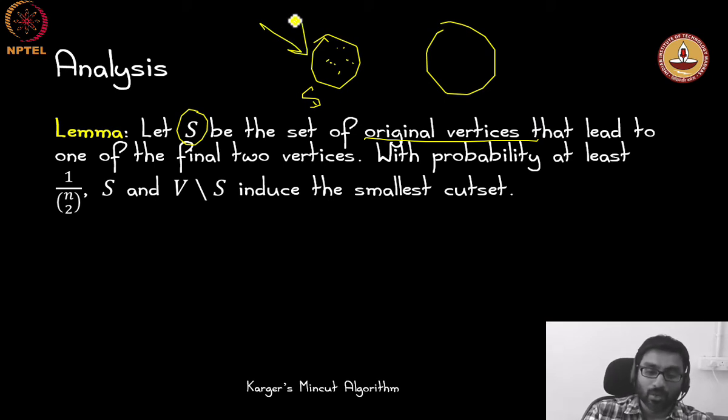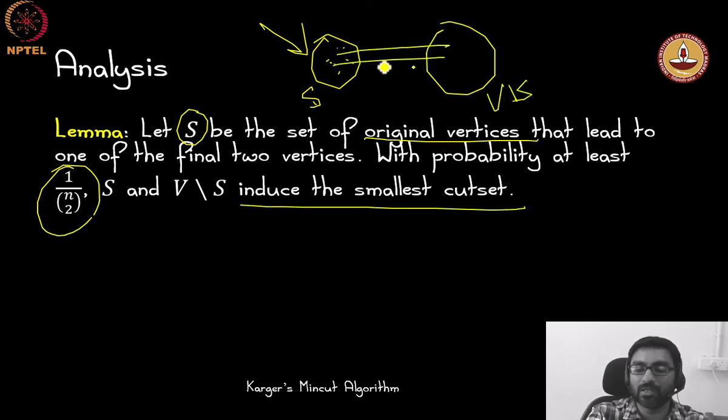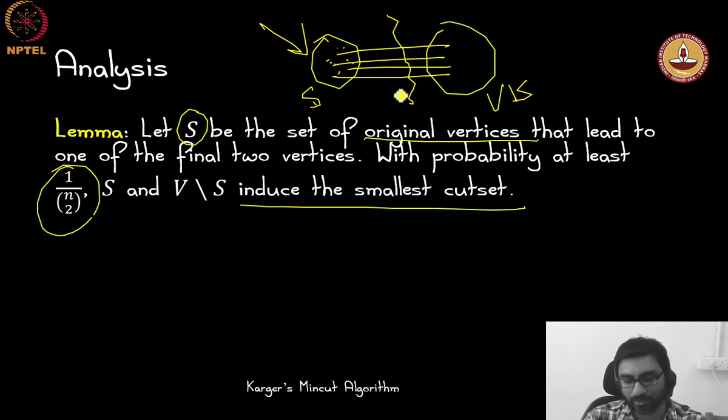Okay. Now with probability at least 1 over n choose 2, so that's 1 over some polynomial in n, S and V minus S induce the smallest cut. So the cut set produced in this way is going to be the min cut with probability at least 1 over n choose 2. Okay, so this is what we need to show. I noticed that this probability is fairly small. It's just 1 over some polynomial in n, but bear with me. We'll figure out how to deal with that.